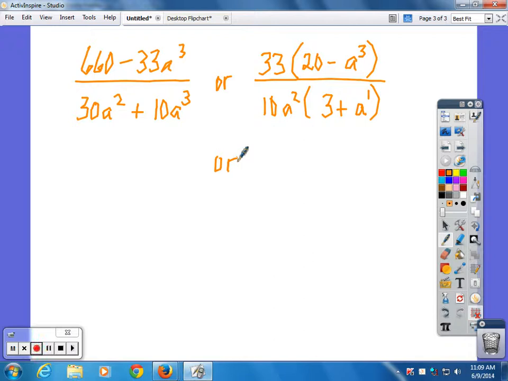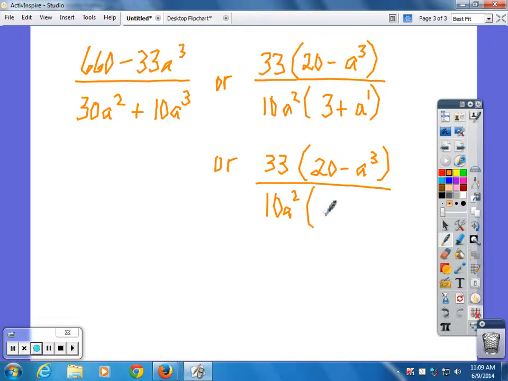Let me just rewrite it a little bit better. 33 times 20 minus a cubed over 10a squared times a plus 3. I'll take any one of these answers. Let's see what they put. Let's see what they got.